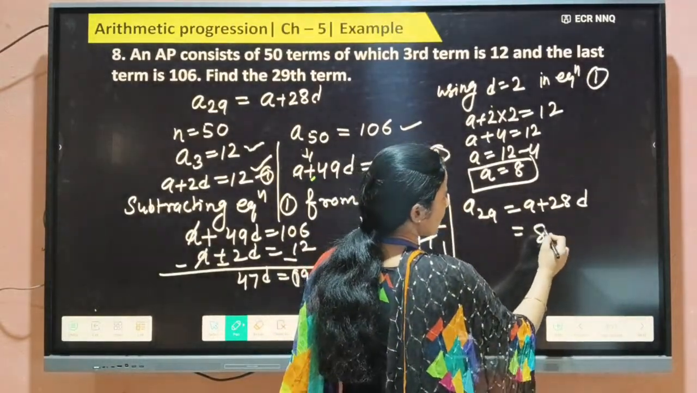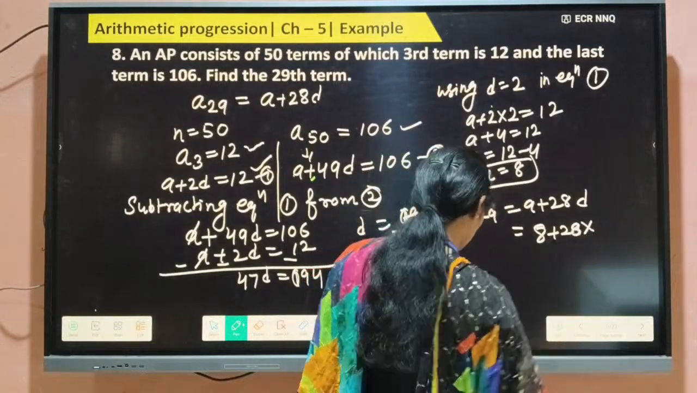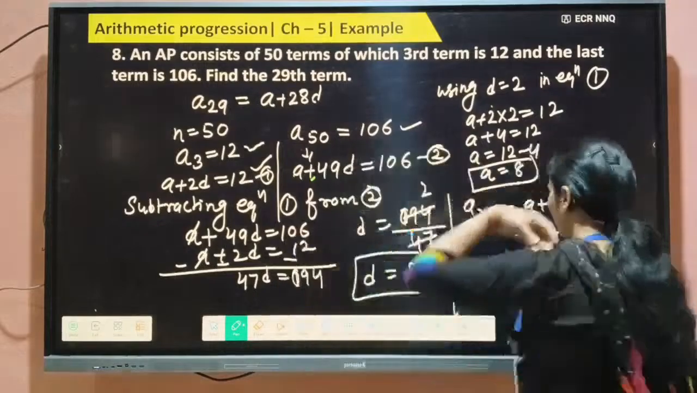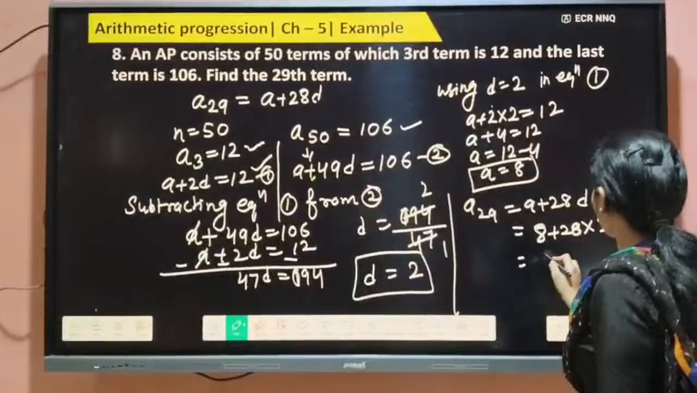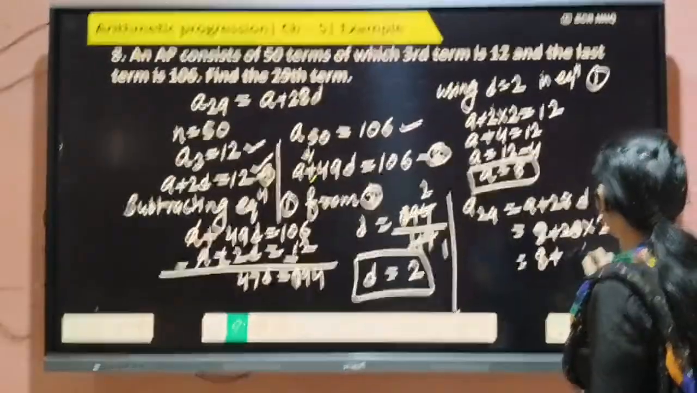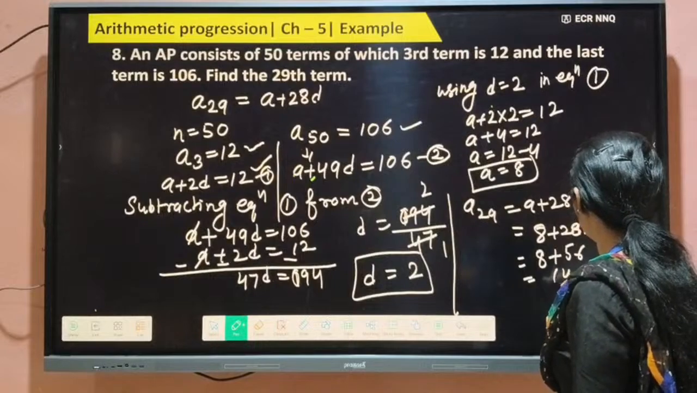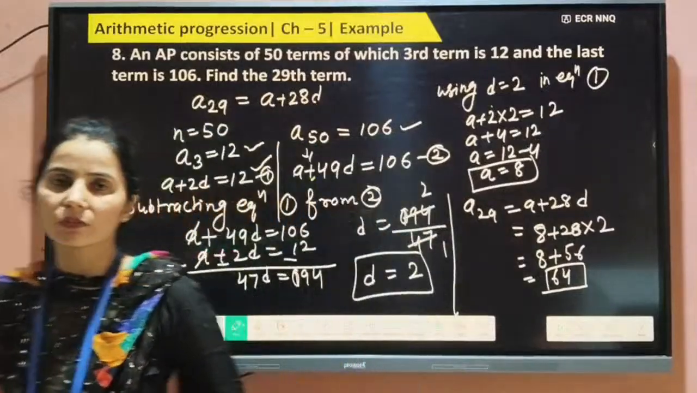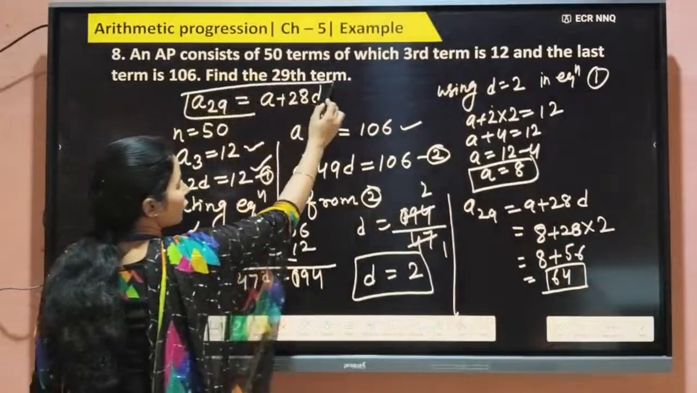Value of A is 8. 28 into 2. Value of D is 2. So you will write 2. It will be 8 plus 56. Answer is 64. What will be your answer? 64. 29th term of this AP we have to find out.